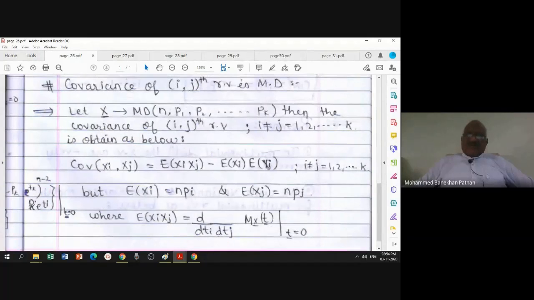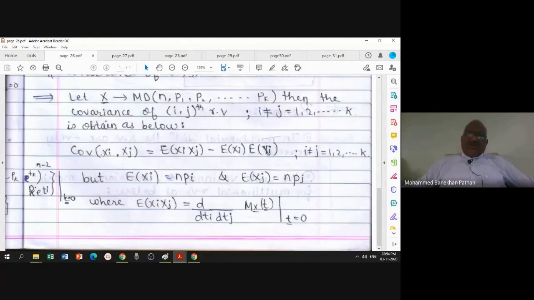According to your first year knowledge, you know covariance of x, y is expected value of xy minus E of x into E of y. The same definition we are using here. In place of x, take xi. In place of y, take xj. So you will have covariance of xi comma xj as expected value of xi multiply xj minus the product of separate expectations.